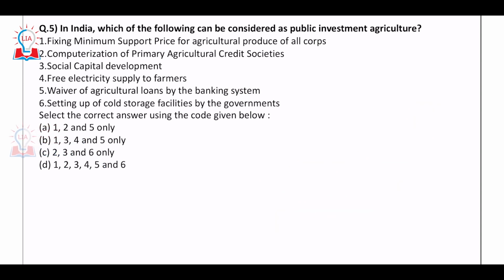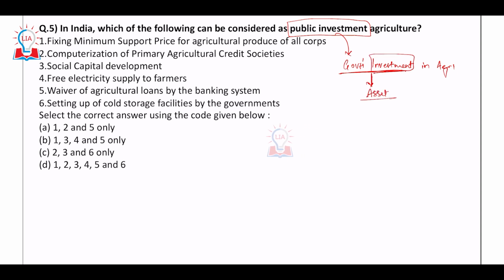So the next one is, in India, which of the following can be considered as public investment in agriculture? Very simple. Public investment means the government's investment in agriculture, and this should be in the form of investment. As the name suggests, it should be investment. What is investment? Basically, some sort of asset should be created.